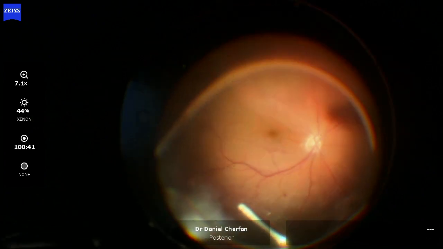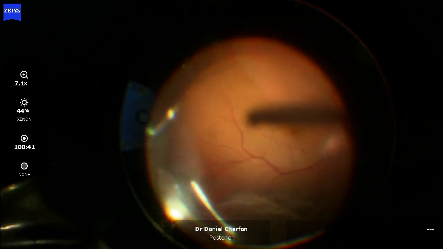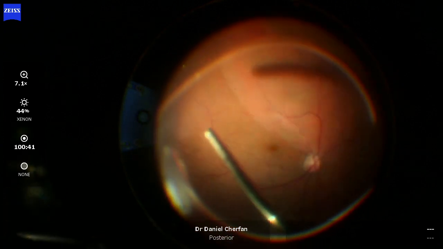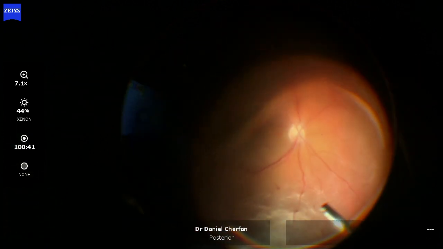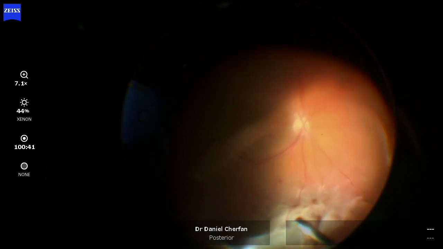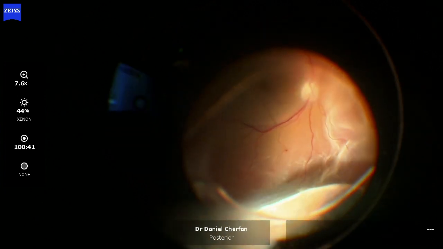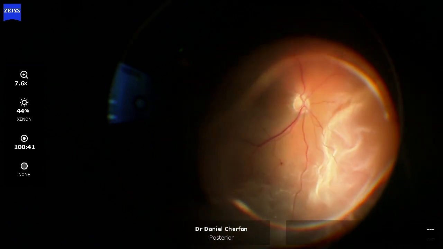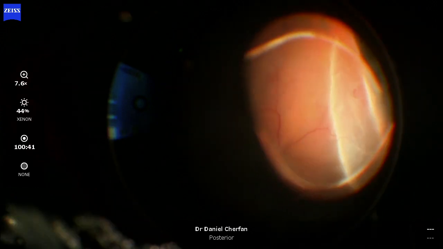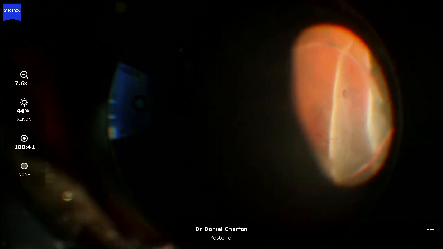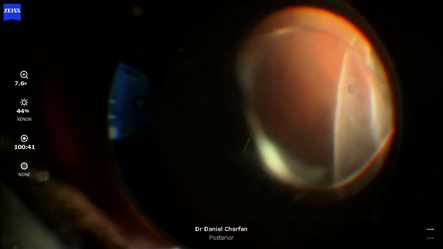The core vitrectomy is completed, and then a peripheral vitrectomy is done, and the periphery is inspected. In this particular case, the patient had a bed of superior lattice with an atrophic hole inside it, as well as an inferior nasal retinal break that was the most likely cause of the retinal detachment.